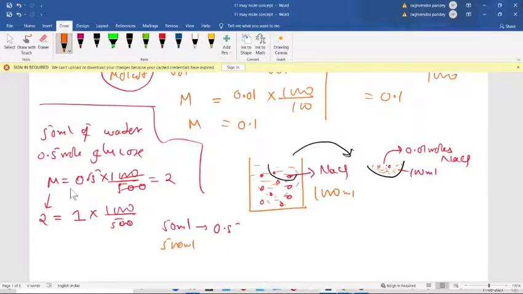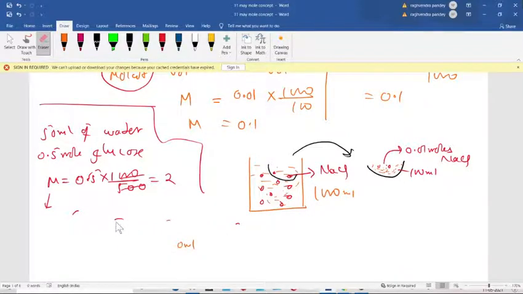Sorry, how much I took? 50 ml of water, 0.5 moles of glucose. So that will not work here. That will not make any sense. Okay, understand in this way. How to make you understand?